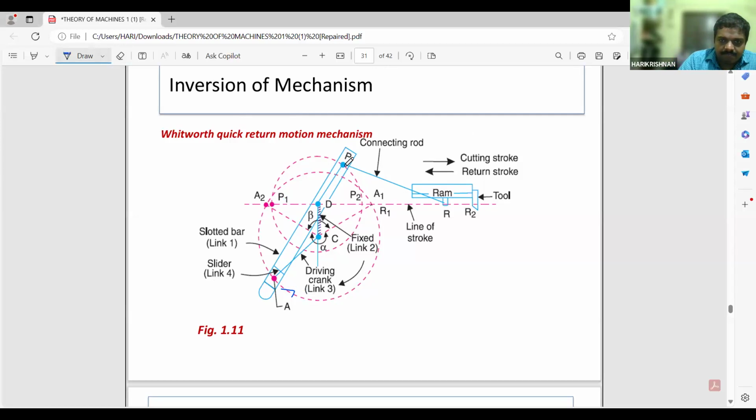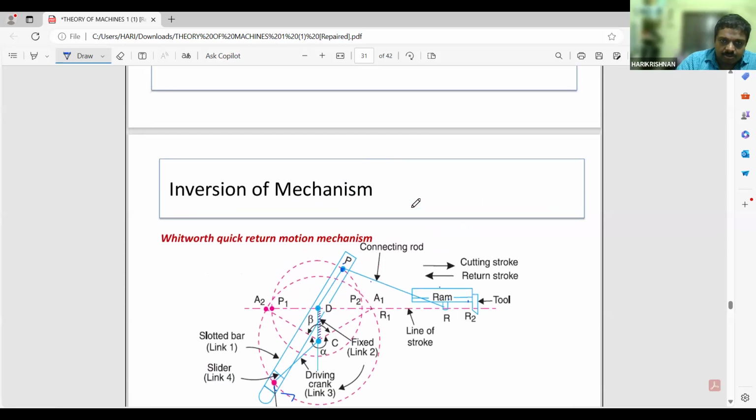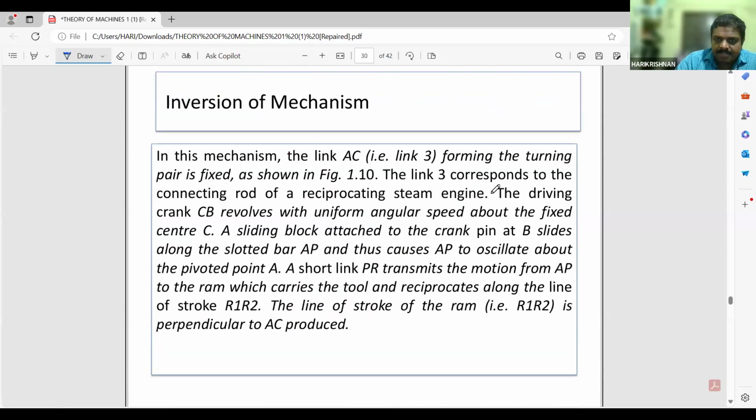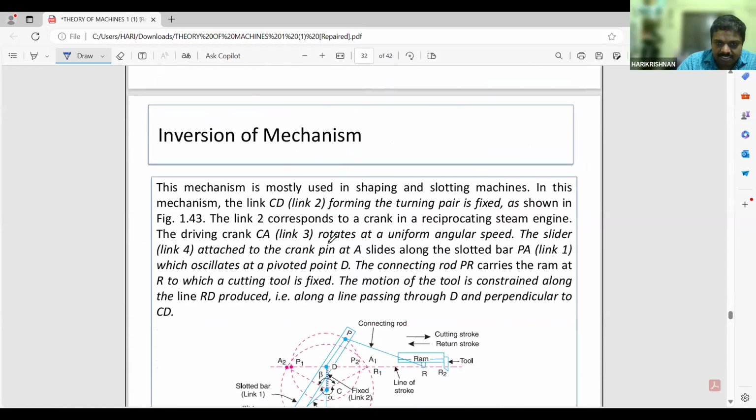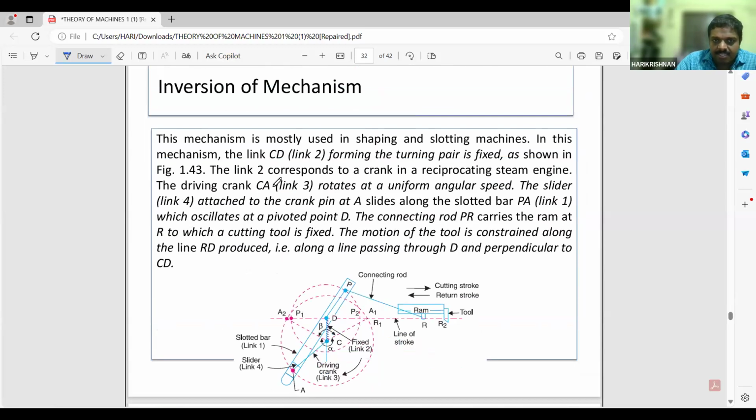So you may see DC is the fixed link, CA is the crank, DP is the position of P. PR is the connecting rod which is connected to the RAM. So this is the quick return mechanism, where we can see the connecting rod corresponding to the reciprocating driving crank. This is an inversion. This mechanism is mostly used in shaping and slotting machines.